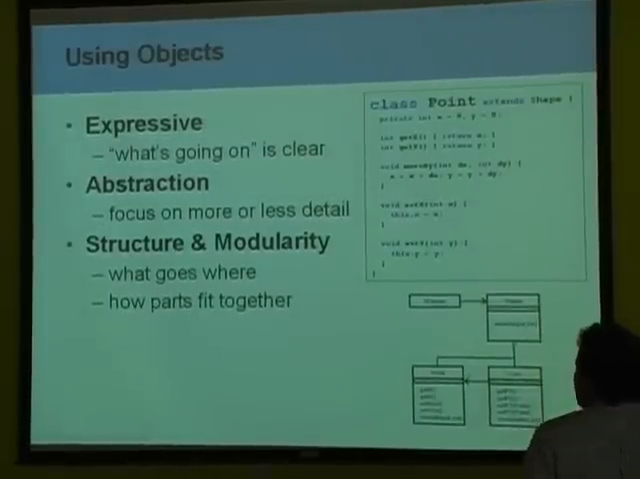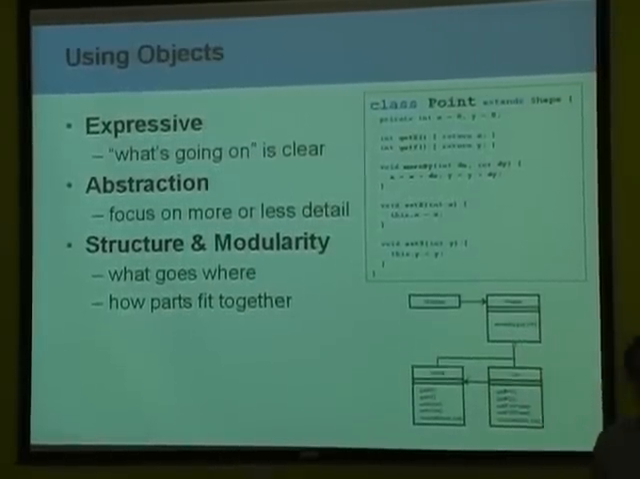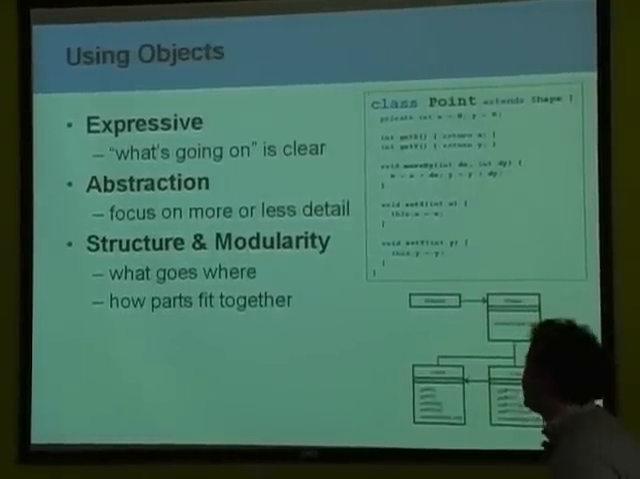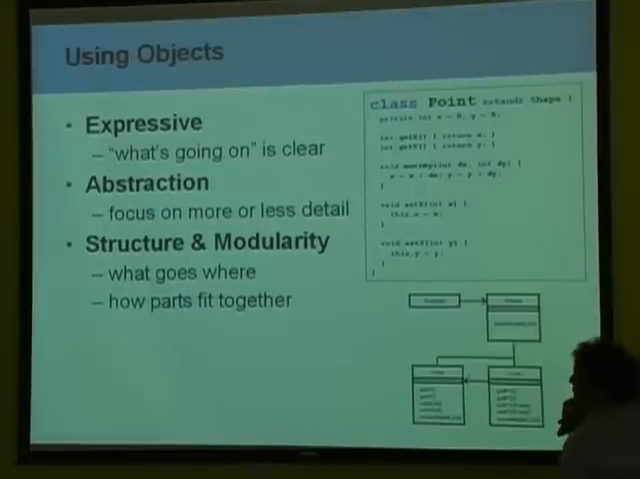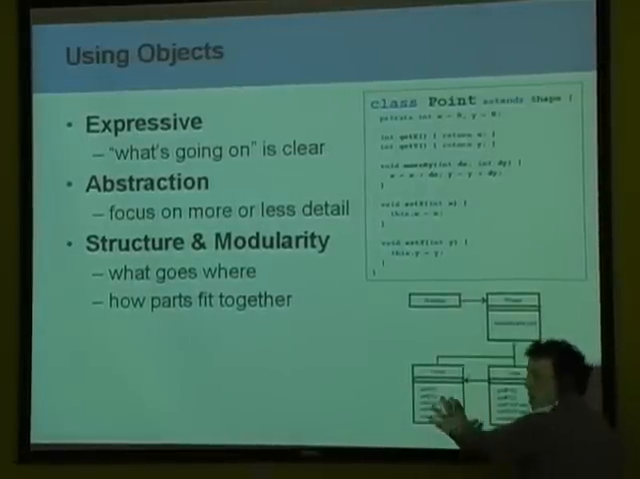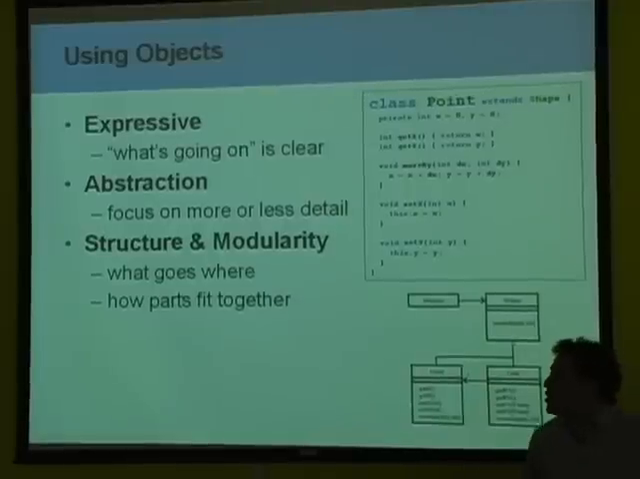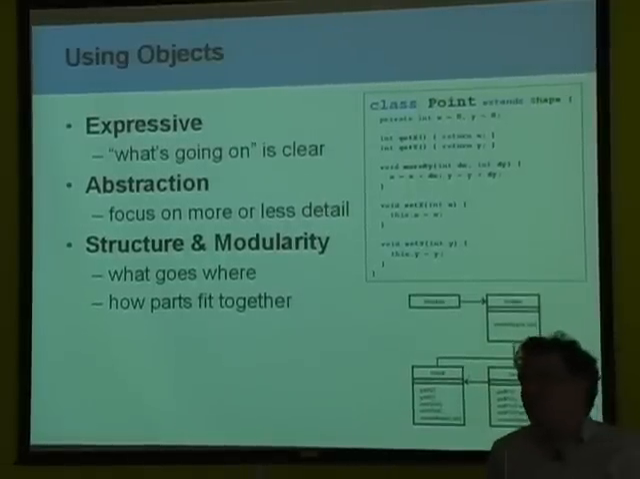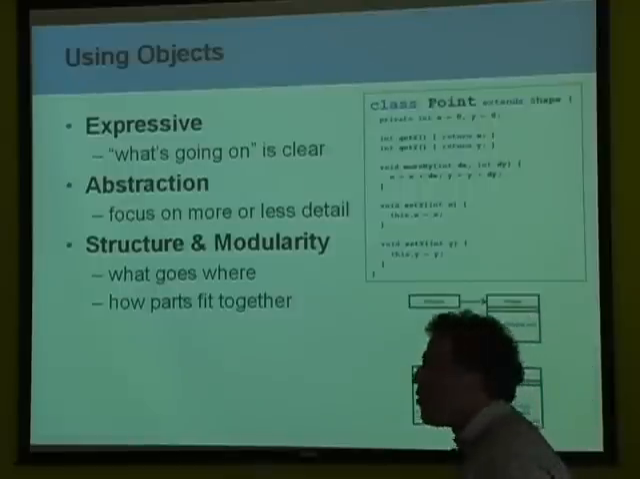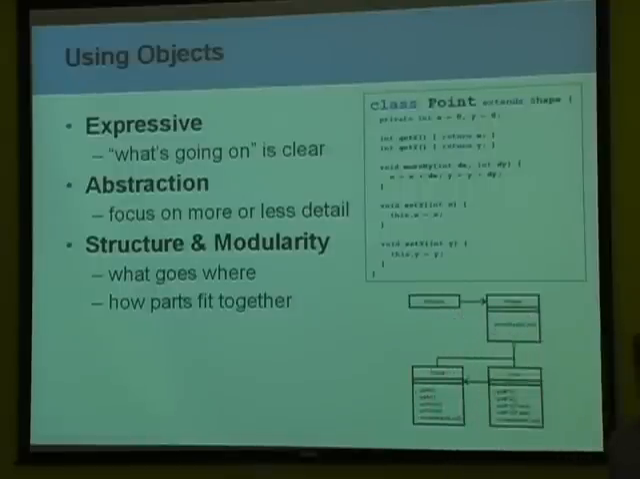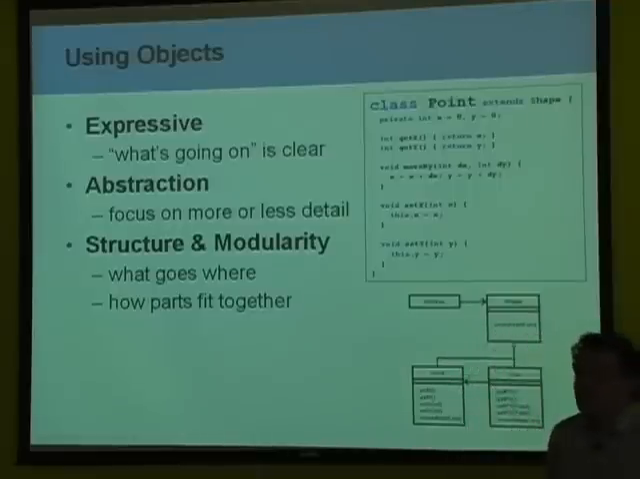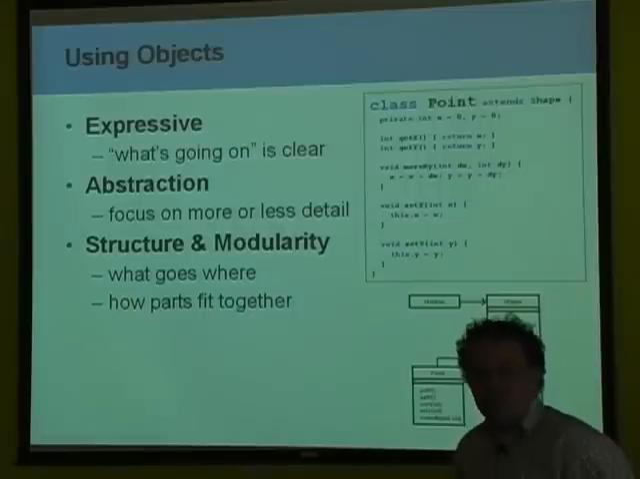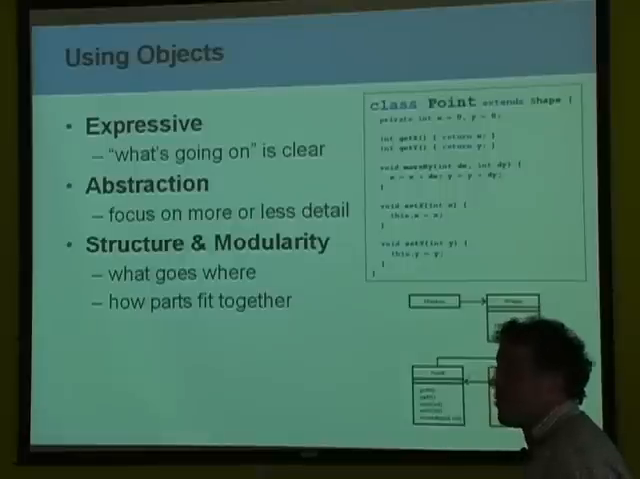And if you think in terms of expressiveness, abstraction, and structure and modularity, this little piece of code and design does pretty well. How it works is pretty clear. Abstraction's working pretty well for you. You could look at point at this level of abstraction or that level of abstraction. The structure and modularity are pretty good. If you want to change something about how point works, you know where to go. If you want to add a new kind of shape, like maybe a triangle, you know where to go. Now, it would be sad if in 2006 a piece of code this simple was confusing, but let's just say that a piece of code this simple is not confusing.